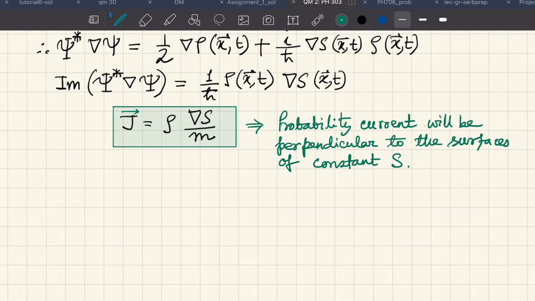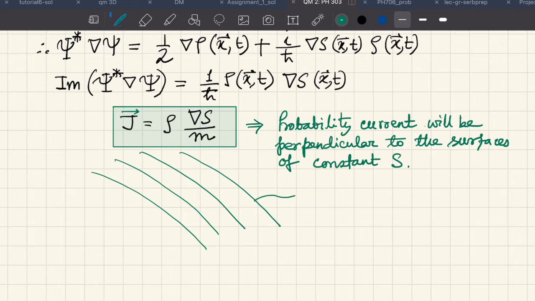Why? Suppose we have constant S surfaces. We have different surfaces with S constant. These are different surfaces with different phase. But then we have this gradient of S. So the current will therefore be perpendicular. That we have already seen in our PH 102 courses.